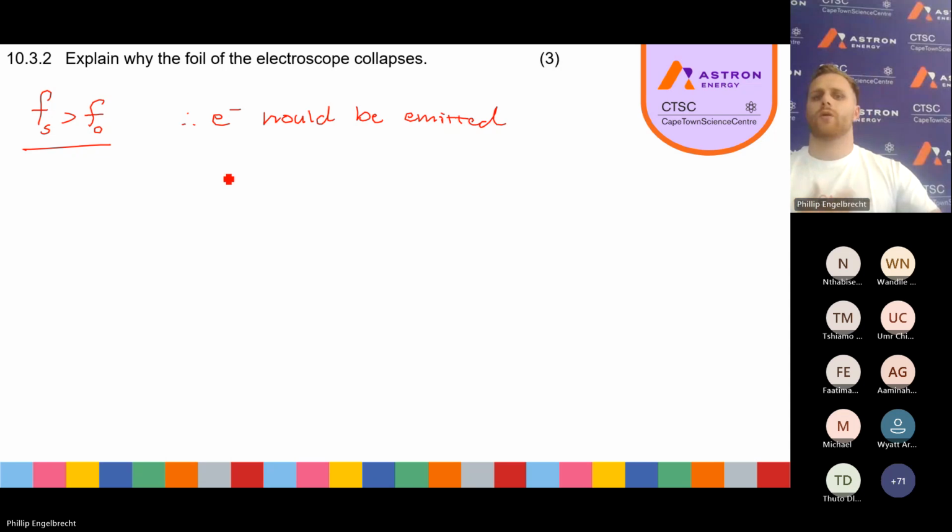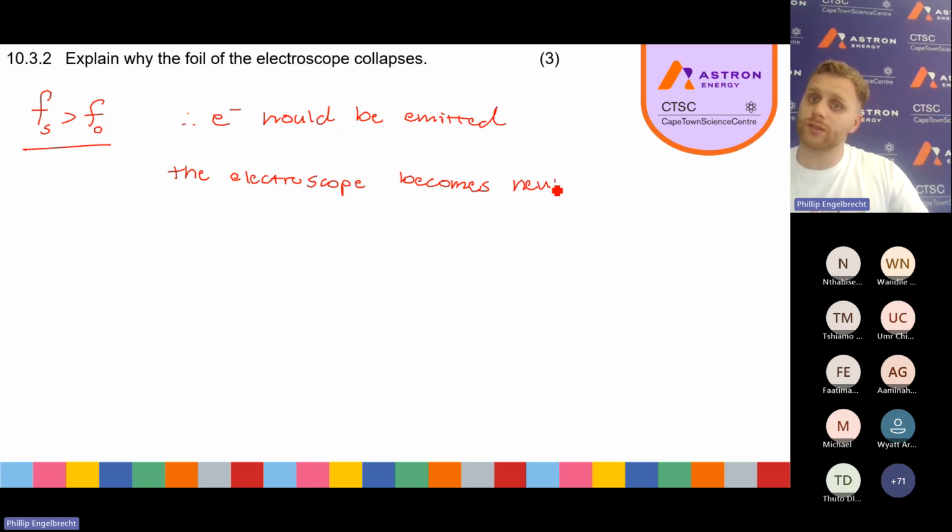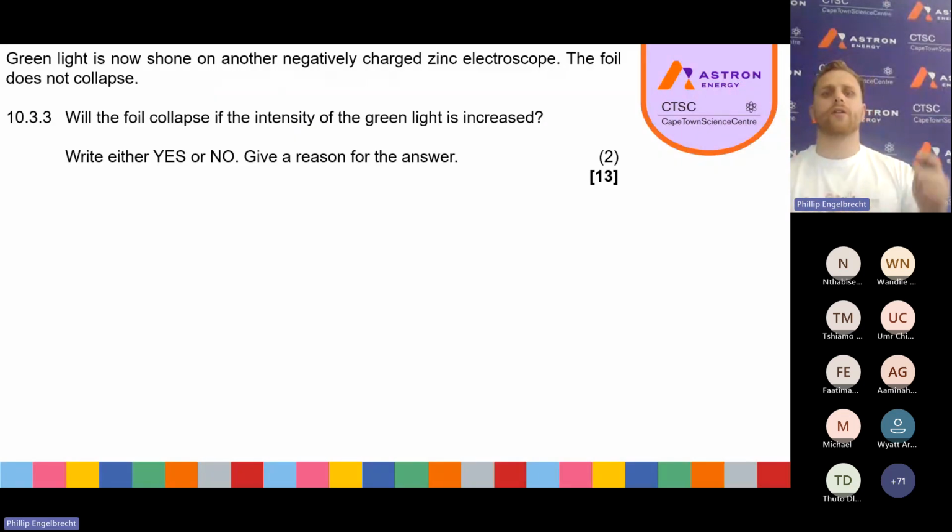Okay? When electrons are emitted, the electroscope becomes neutral. Not positively charged, it becomes neutral. It loses that negative charge and becomes neutral. So therefore, it collapses. Okay, so well done, guys, on answering that. Very, very good answer. Okay, finally, green light is now shone on another negatively charged zinc electroscope.